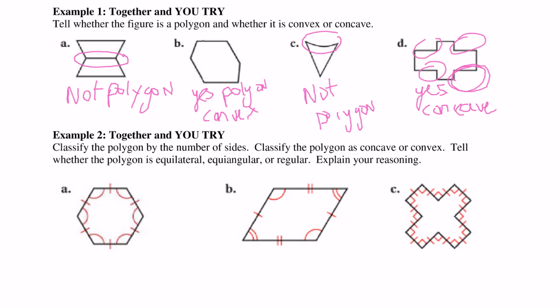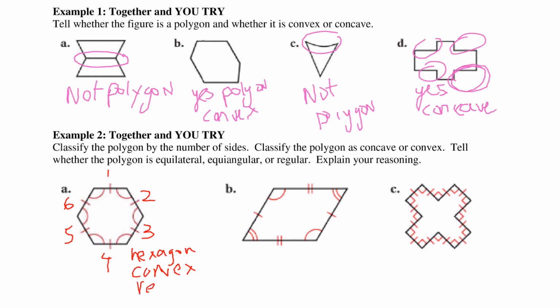So with this first one, this has 1, 2, 3, 4, 5, and 6 sides. So this is a hexagon. Next, we have to tell if it's concave or convex, and this would be convex because there's no pieces that cave in. And for equilateral, equiangular, or regular, we see that all angles are congruent, and we see that all sides are congruent. So this would be a regular polygon.